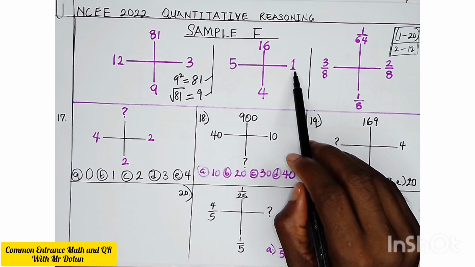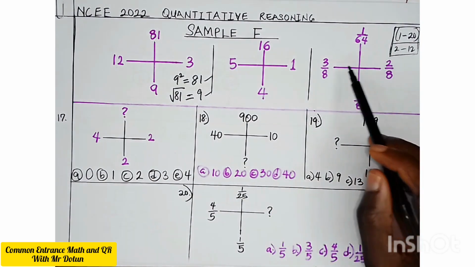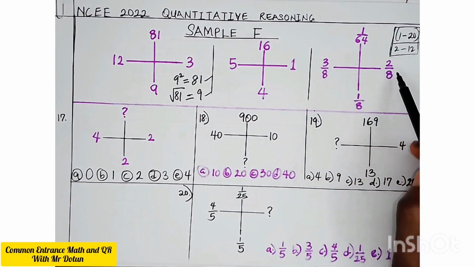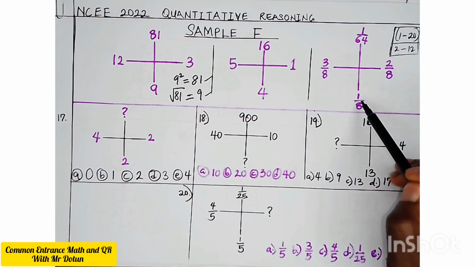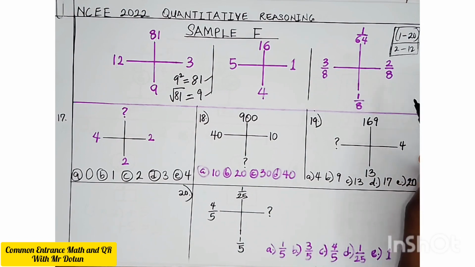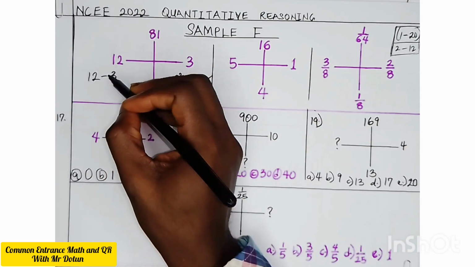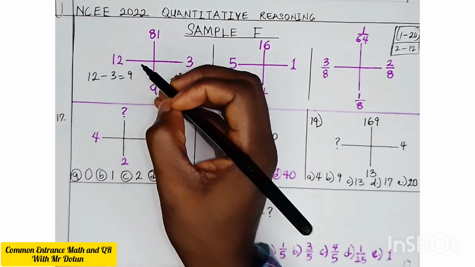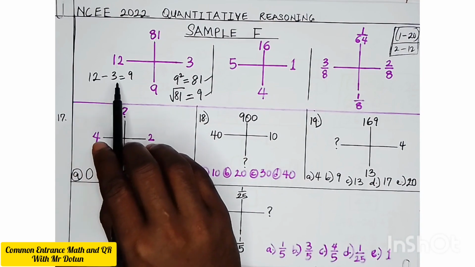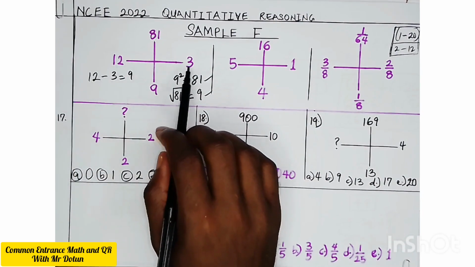5 minus 1, is it 4? Correct. Okay. 3 eighths minus 2 eighths, so it's 1 eighth. Alright, so that's correct. So the relationship here is 12 minus 3, which equals 9. So from this relationship, we can get the value of 12 and 3.